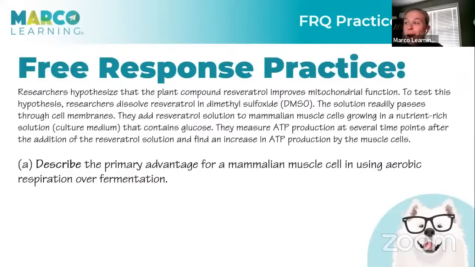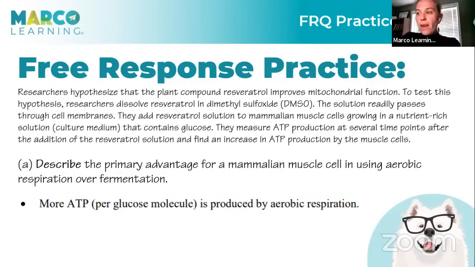So I need to describe the primary advantage of a muscle cell using aerobic respiration over fermentation. Wait a minute, we never talked about fermentation earlier. I'm sorry, y'all. Fermentation happens after glycolysis. The whole point is that you have no oxygen, and so you can't go through the rest of cell respiration. You can't go through the Krebs cycle, and you can't go through oxidative phosphorylation. So you go through fermentation, making lactic acid or ethanol, and it allows you to regenerate the NAD+, so you'll be able to go through glycolysis again. So your cell goes through glycolysis, then fermentation, and that's basically all it does, bouncing the NADH and the NAD+ back and forth. So describe the advantage.